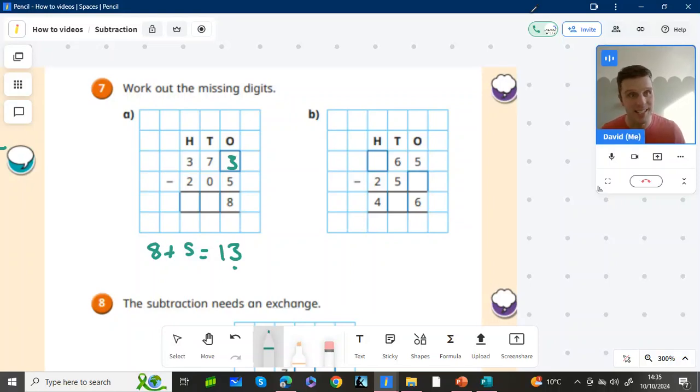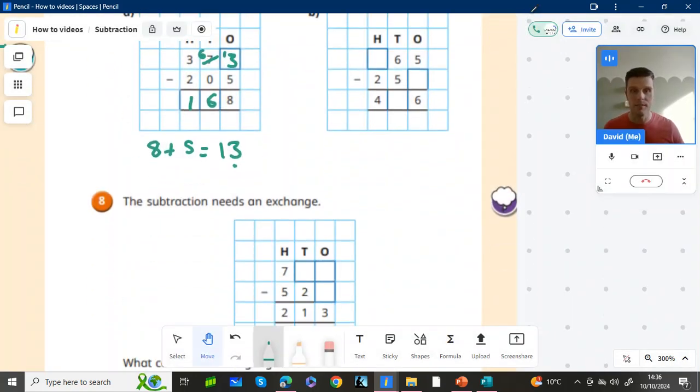I've got to get this 10 in there. So to do that, I need to complete my exchange and then write the little 1 in the ones column. Okay. Now I've got 13 take away 5, which equals 8. Then, now I've done that, I can complete the rest of the sum. So 6 take away 0 is 6, and 3 take away 2 is 1. Pause the video here to complete the second part.